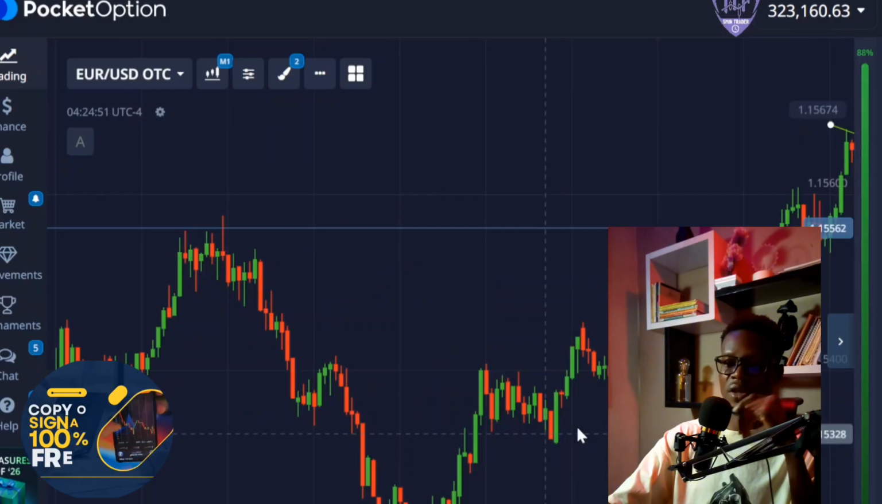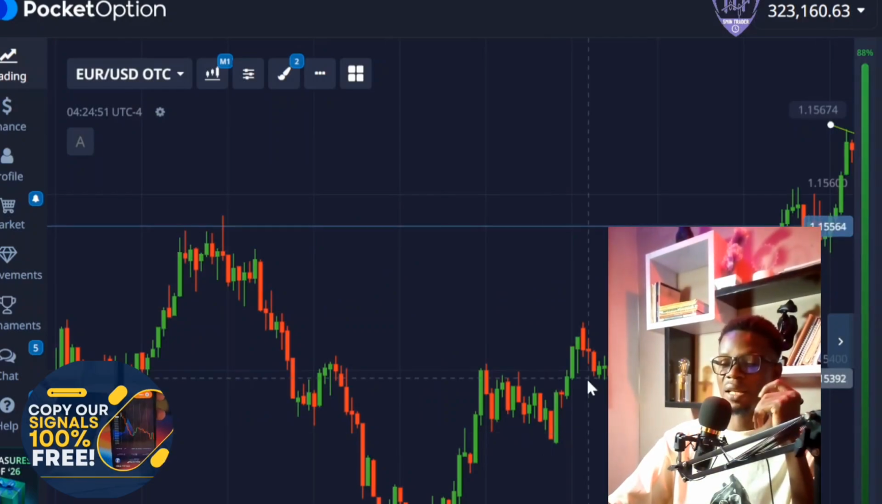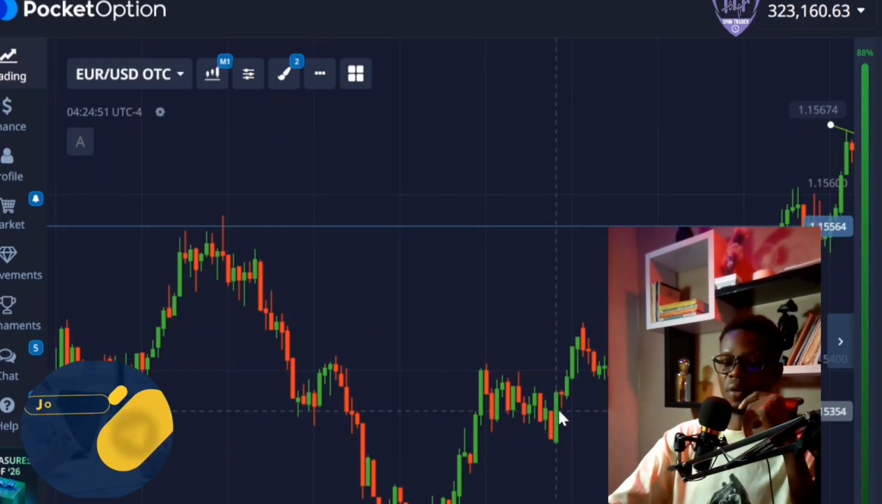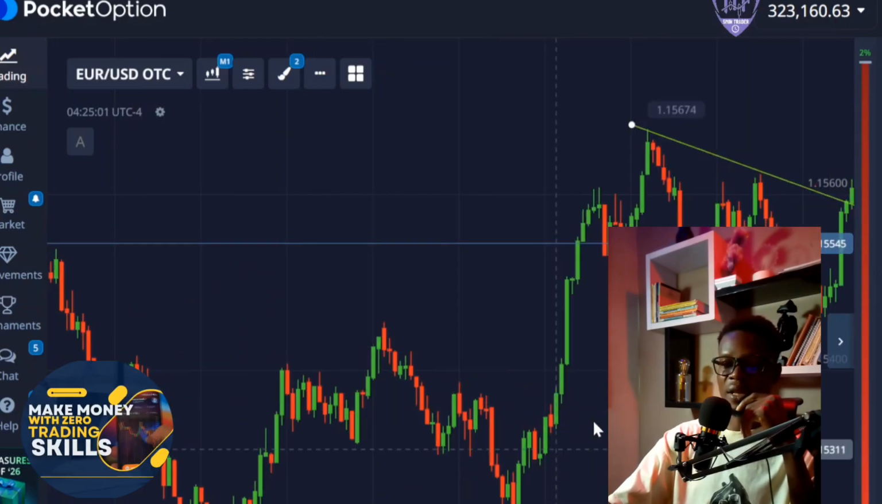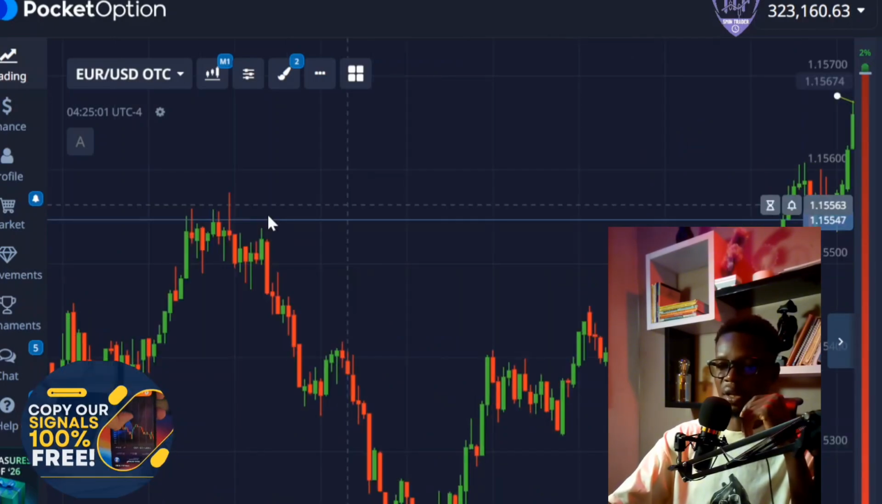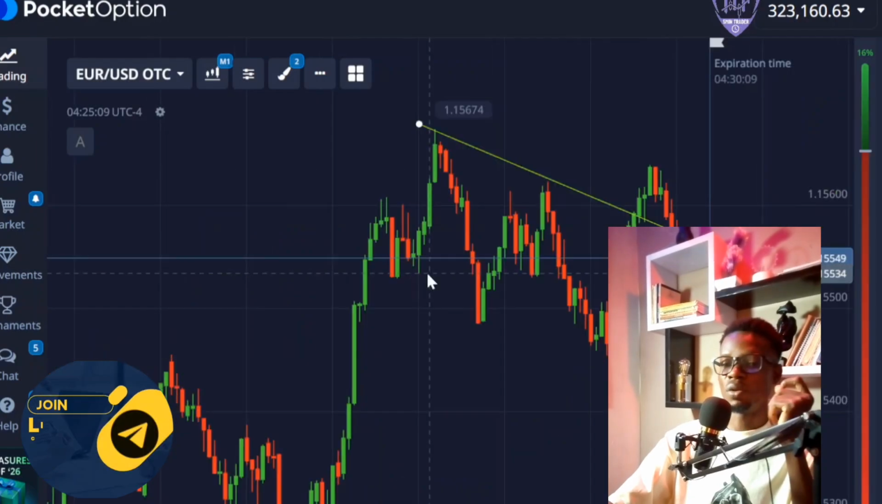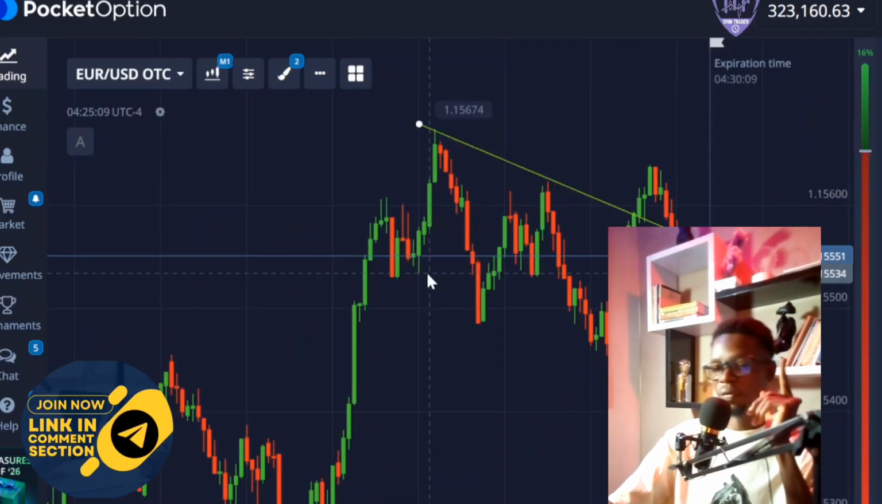Then all of a sudden we started having the buyers stepping in again and creating a series of higher lows. So from this low that is below, there's another low that's higher, and eventually this previous high, as you can see here, got broken right here in the market. So this is showing to us now that the buyers are strong and we should be looking to enter trade in the direction of the buyers.